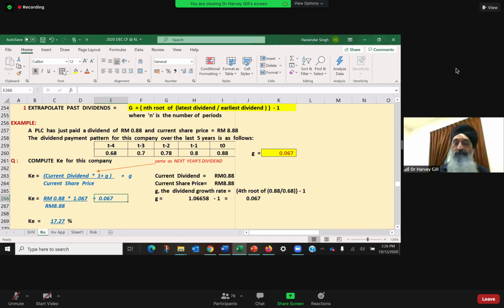So you see, dividend yield, normally you just take dividend over share price, isn't it? There's no discussion of a growth rate. But for this purpose, we will actually put that in. So there you go. And then we get KE as 17.27. That's it. Easy enough. Any questions at all?